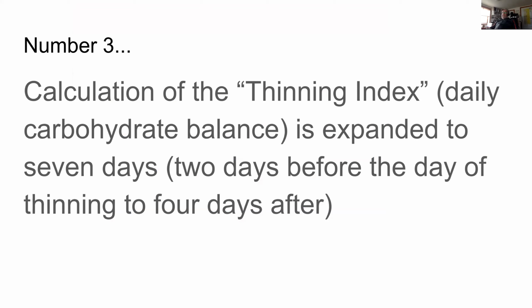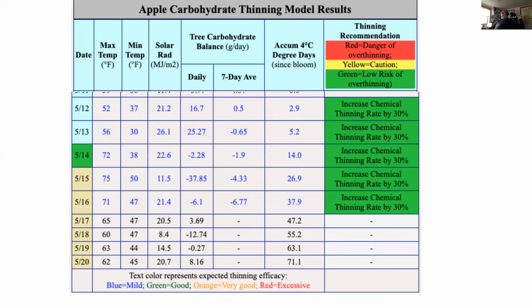Okay, the number 3 change, calculation of the thinning index, AKA the carbohydrate balance, is expanded to 7 days, 2 days before the day that you run the model and 4 days after. It used to only be 4 or 5 days. So they've expanded the number of days where they calculate this average daily balance. And that is this column right here, the 7-day average.